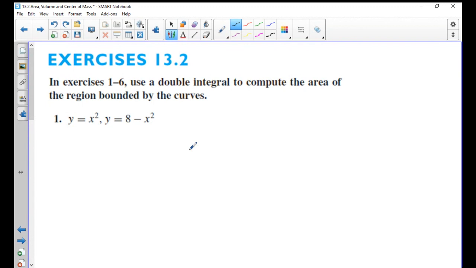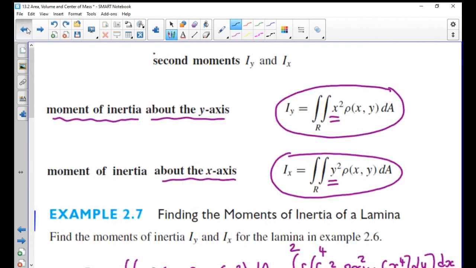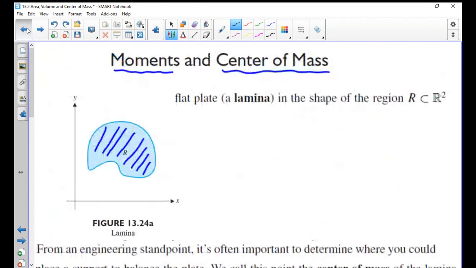What do you need to do first here? Graph, yes? As always, you need to graph. So you need to draw the graph and then remember finding the area means just integrating the function 1.